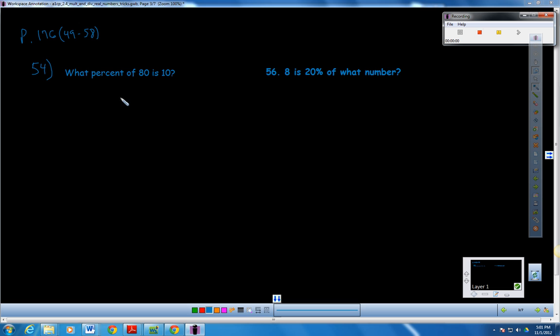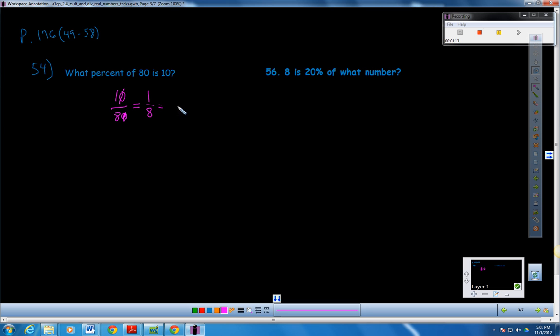Now, the easiest way to do that mentally is to think about it as, what is 80% of 10? Well, 10 divided by 80 should give me that percentage. After I get rid of these zeros here, it's the same as 1/8. So really, all I'm trying to do is write 1 over 8 as a decimal and then multiply it by 100.